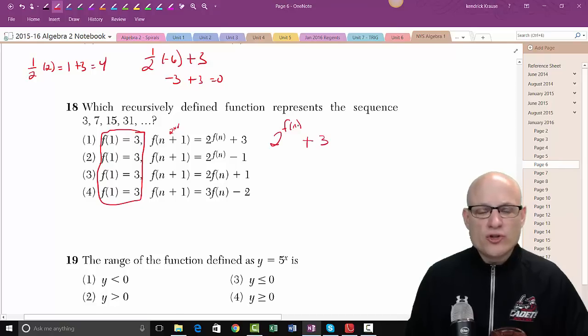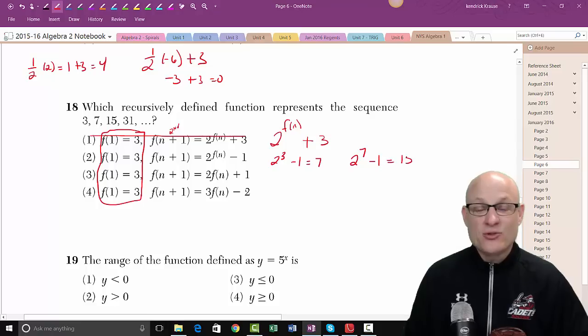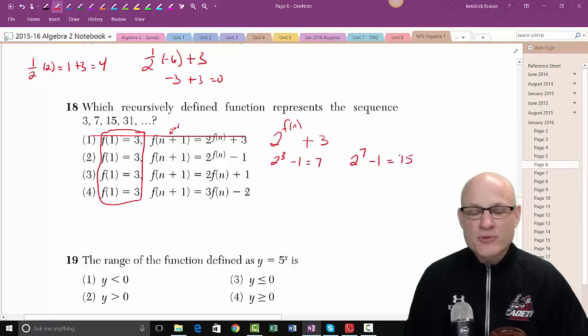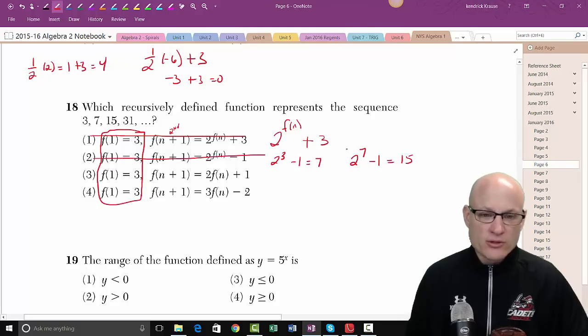So 2 cubed is 8, plus 3 is not 7. 2 cubed is 8, minus 1 is 7. So that one would work. So 2 cubed minus 1 is in fact 7. But we got to go again. Now 2 to the 7th minus 1, is that 15? And 2 to the 7th is like 256 or something like that. So that's not it. Luckily, those weren't the right answer.